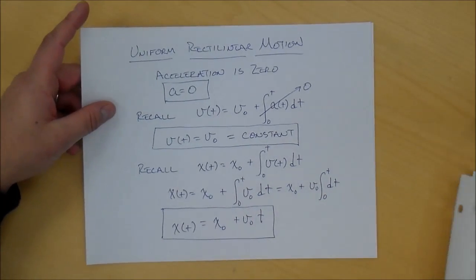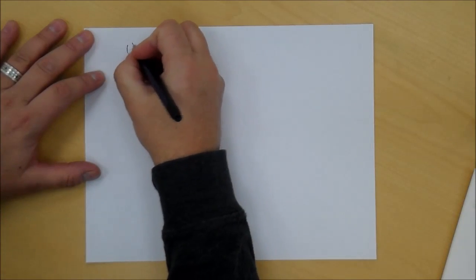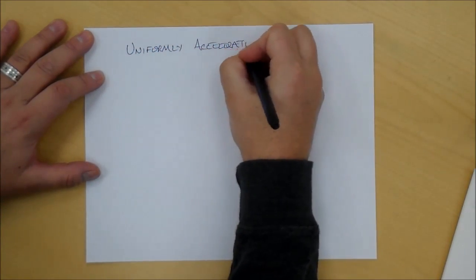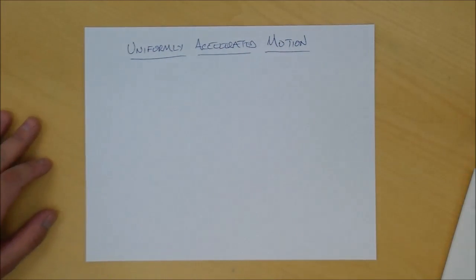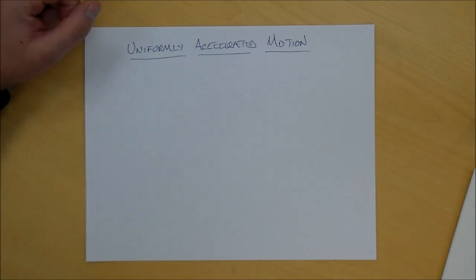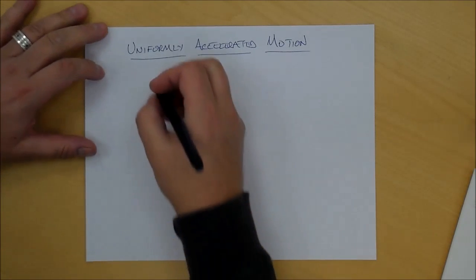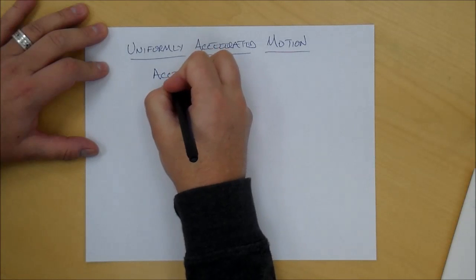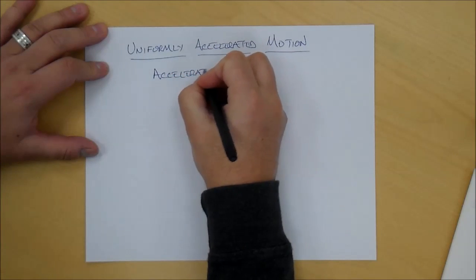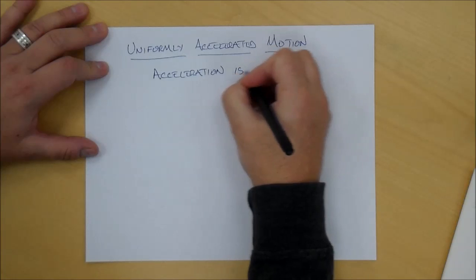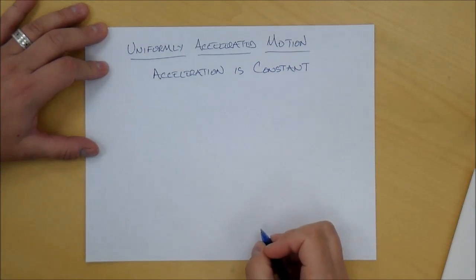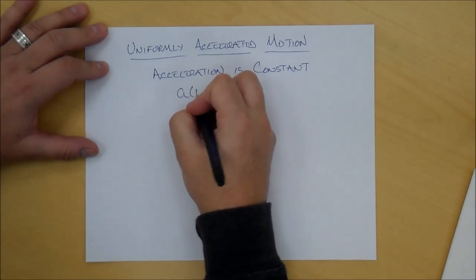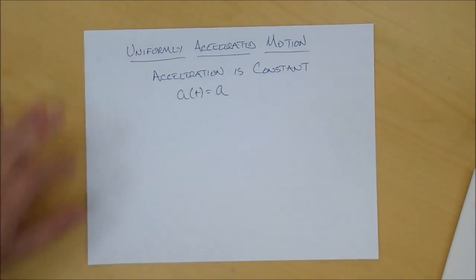The second special case is called uniformly accelerated motion, or uniformly accelerated rectilinear motion, if you want to be long-winded about it. This is the case when the acceleration is known to be a constant other than 0 for all time. All right, so the acceleration as a function of time is just equal to a constant.